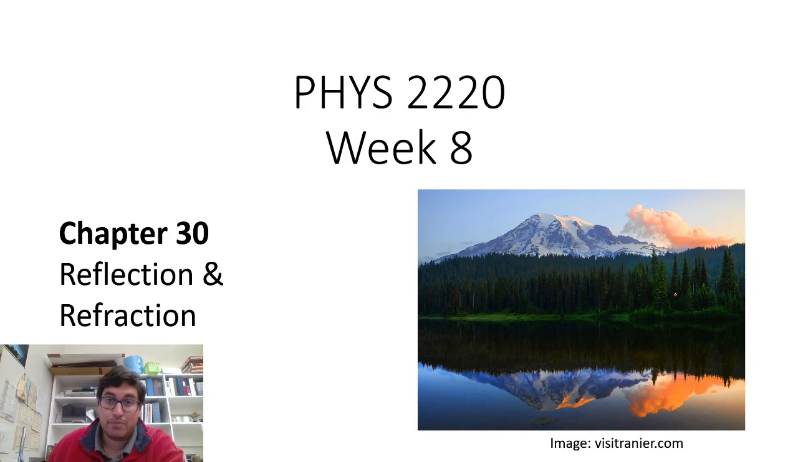Over here we have a nice picture of Mount Rainier, and in a very nice, tranquil, smooth lake, you get a very nice, clear reflection of everything off the surface. So that's something we're going to talk about first off, which is how reflection works and what kind of things make a better reflection and a worse one.